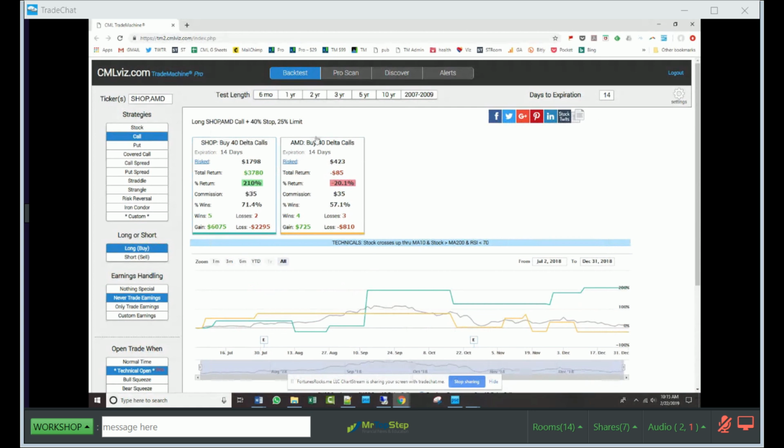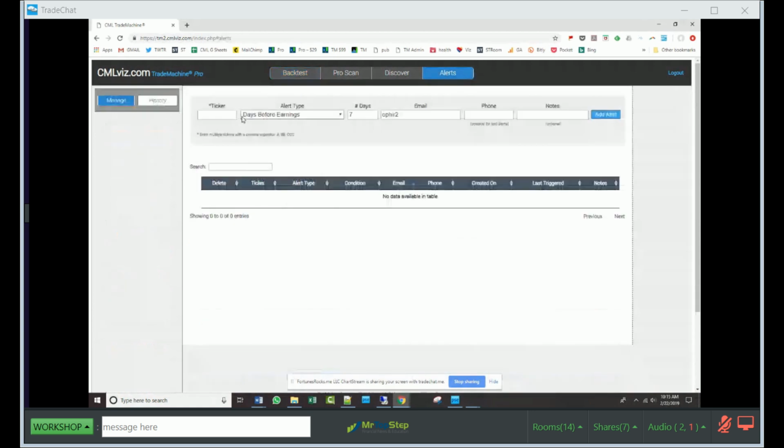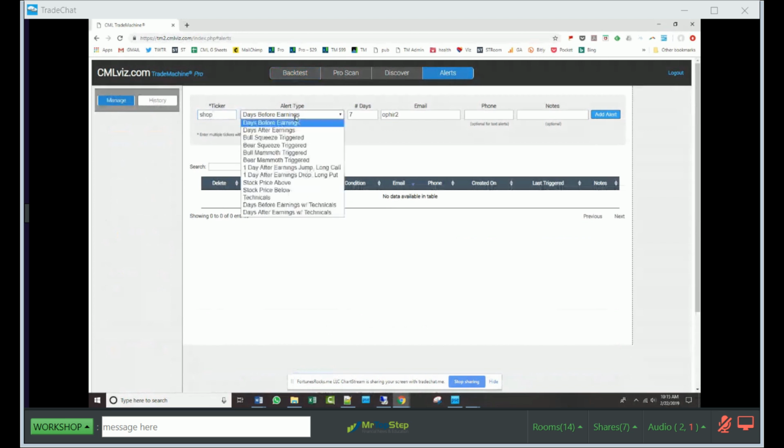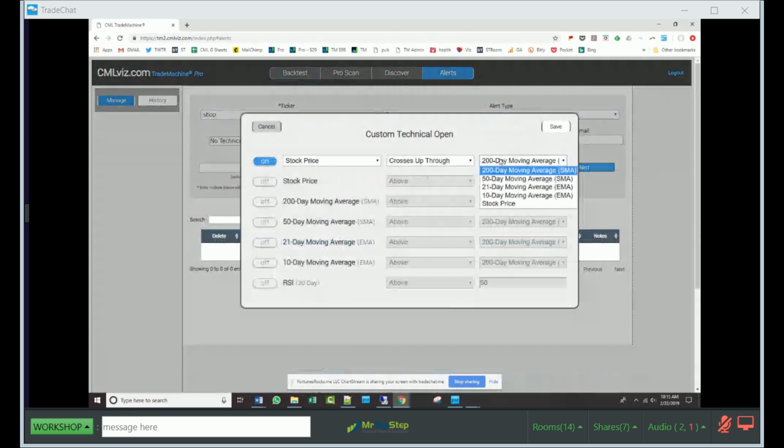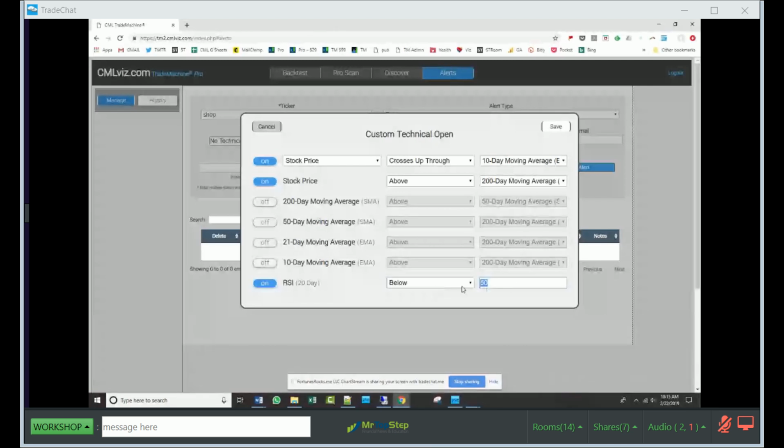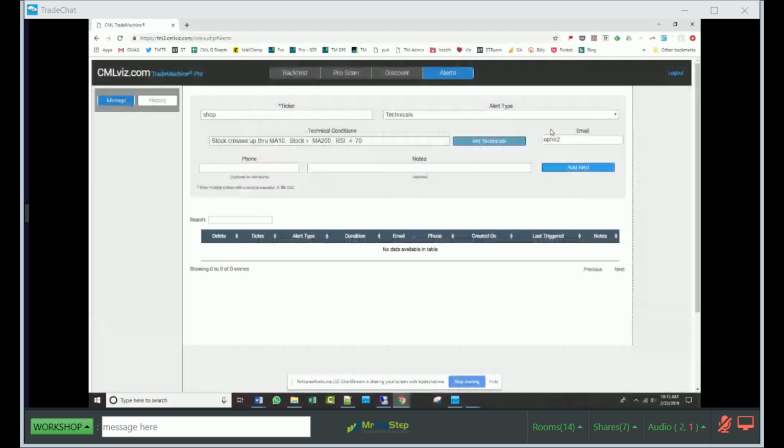And then to set the alert, you just go to alerts. You type in your ticker, and you can enter as many tickers as you want. You can have infinite alerts. There's no limit. This is a technical trigger, and I very specifically wanted to be alerted on the day the stock crossed above the 10-day moving average, but the stock was also above the 200-day moving average, and RSI was below 70, so I wasn't overbought. That's it. I enter my email address, I enter my phone number. If I want, some notes, I click add alert.